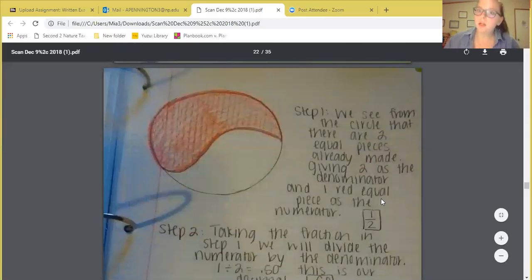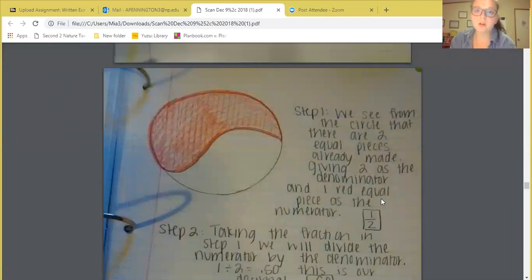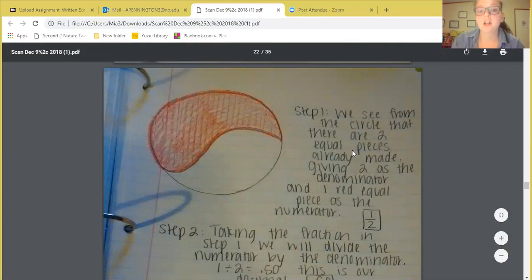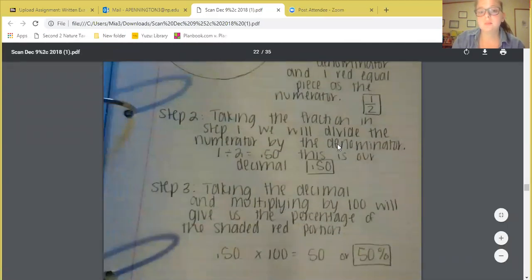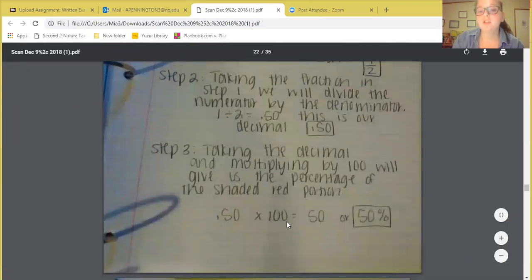Now this one's a little bit easier. This is our circle that we're going to look at. And we know from looking at it that there are 2 equal pieces. We can't break that down anymore. It's already done for us. So if we have 2 pieces and one is shaded, that gives us a fraction of 1/2. When we take 1 divided by 2, that gives us 0.50 as a decimal. And so we times that by 100 to get our percent, which is 50%.